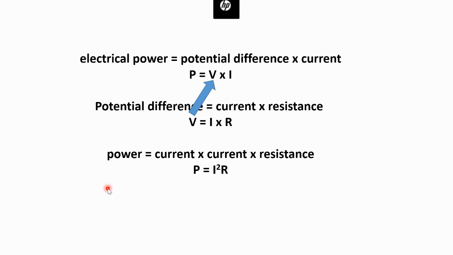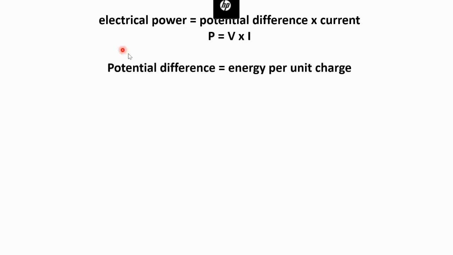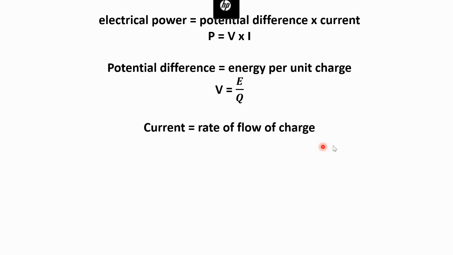Dissipated means transferred. Now, I'm just going to show you one other derivation for those of you who wonder why is it V times I? Where does that come from? Right, it's actually really simple to get there. So remember, electrical power is potential difference times current. How do we get there? Well, we know that the definition of potential difference is energy transferred per unit charge. So as a formula, potential difference is energy divided by charge. We also know that current is the rate of flow of charge. So current is charge divided by time. So what happens now if we times these two things together?